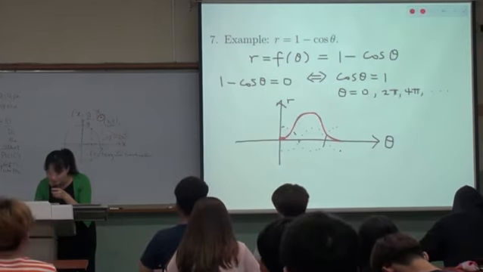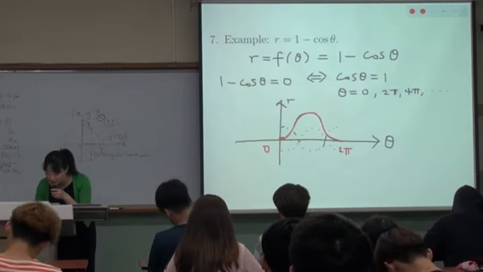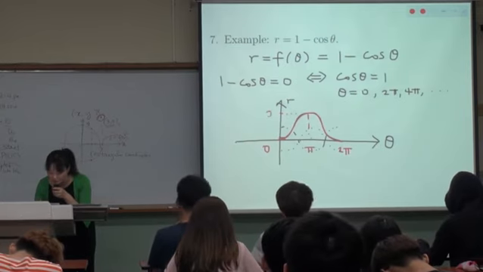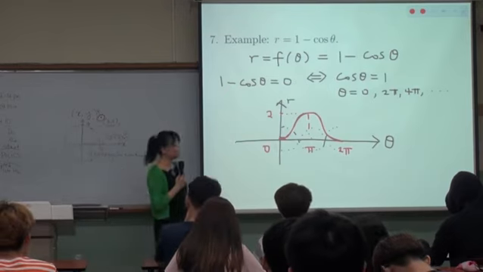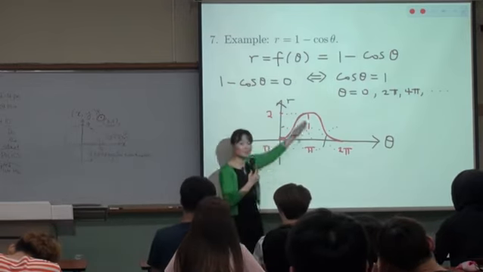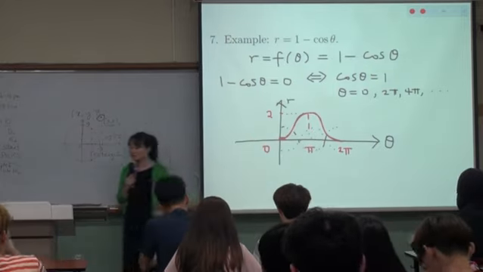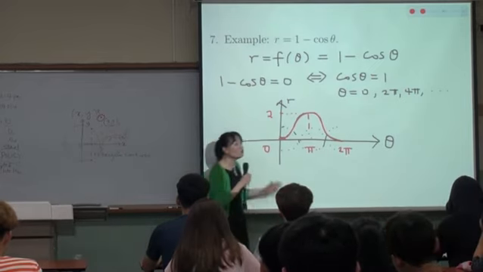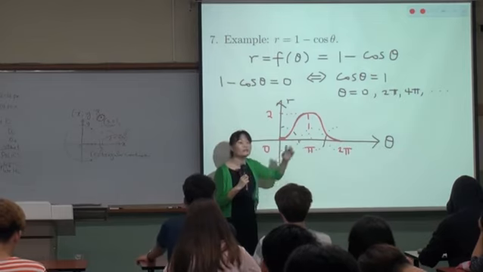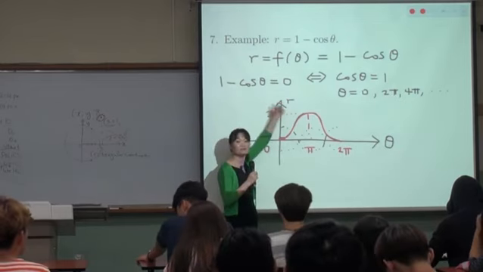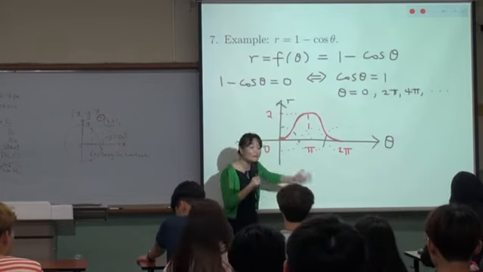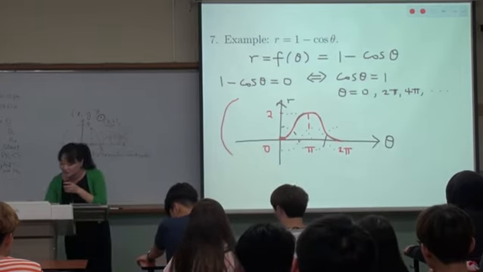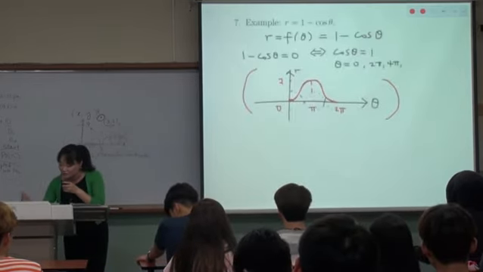Agree? So this is 0, this is 2 pi, and this is pi. And at pi, what is it? 2. Is this a function? Yes, it is a function in terms of r and theta. Now, when we draw the graph, we draw it on the xy plane. Remember, this is not the graph of the polar equation. We have to draw the graph of the polar equation on the xy plane. So this is an intermediate process. Let's draw the graph on the xy plane.